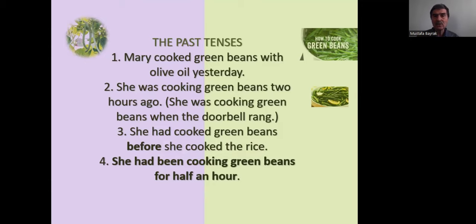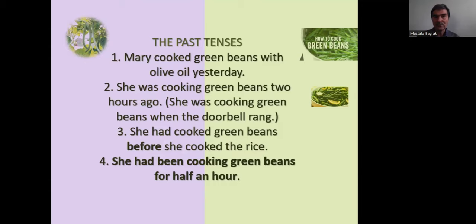Three, she had cooked green beans before she cooked the rice. She had cooked green beans. Do you remember the past perfect tense? We will focus on this tense today. She had cooked green beans before she cooked the rice.